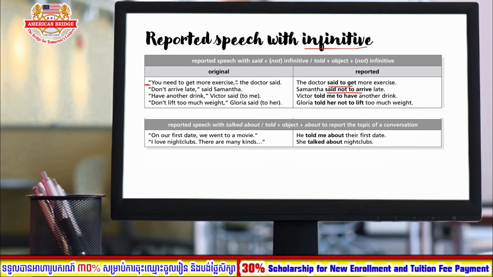If you look at the example here, "On our first date, we went to a movie." So what is the speech about? This is the direct speech, and what is it about? It is about their first date. So when you report, he told me about their first date, which is the topic of the speech, and you can use this structure. So again, if you want to report sentence by sentence, you need to use this structure. And if you want to report the theme of the speech, you need to use the preposition about.